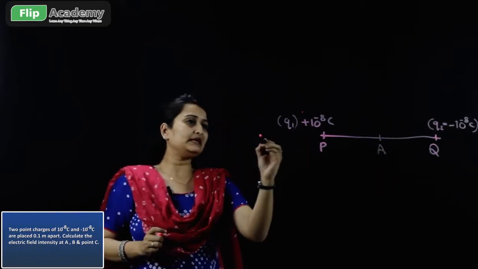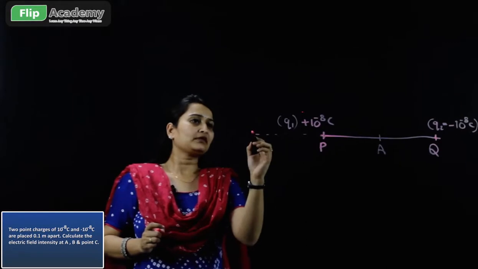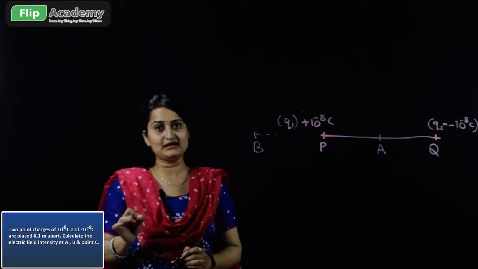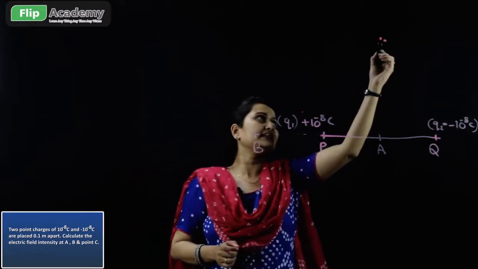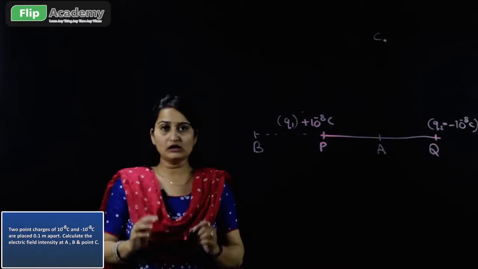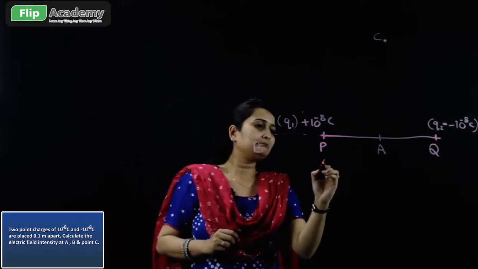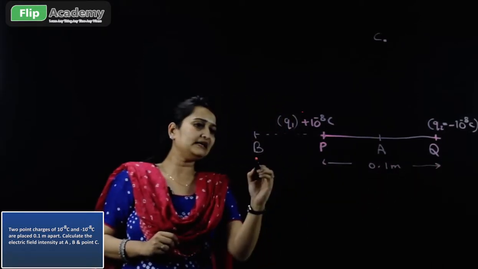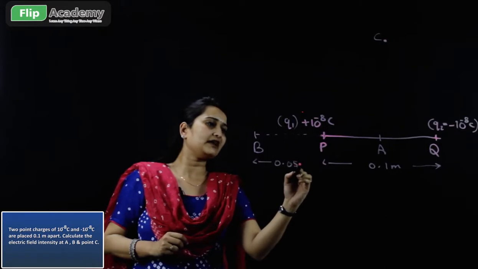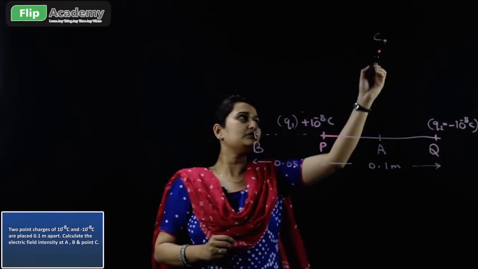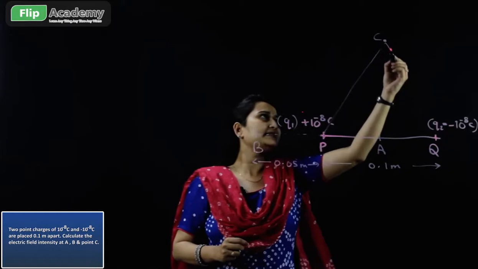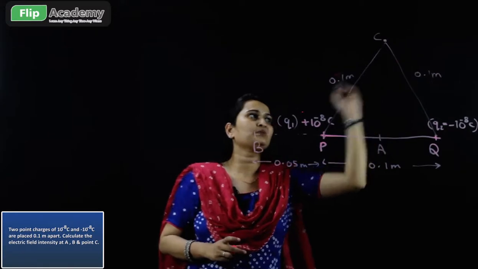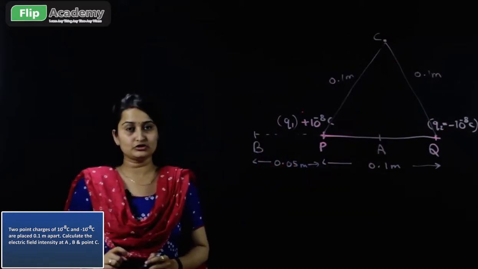At point B, B is the point which is placed at a certain distance from P and Q. Similarly, we have to find the electric field intensity at point C. And C is the point which is placed here. Now, all the measurements are given to you, that is, P and Q are at a distance 0.1 meter apart. B is at a distance 0.05 meter apart. Similarly, between P and C and Q and C, the distance is 0.1 meter each. Now, this is the diagram that is already given to you in your question.